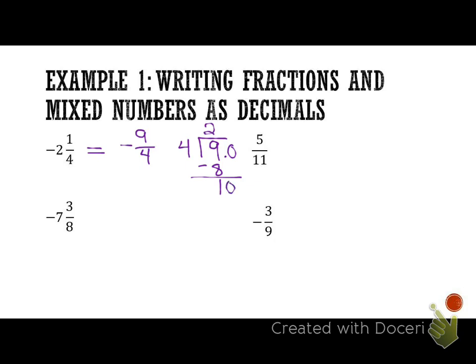4 goes into 10 how many times? 2. And 2 times 4 is 8. Subtracted, I have 2. I need one more 0. And 4 goes into 20 how many times? Okay, so my answer is 225, right? No. What did I forget? Bring that decimal up into your quotient, and your answer is 2.25.